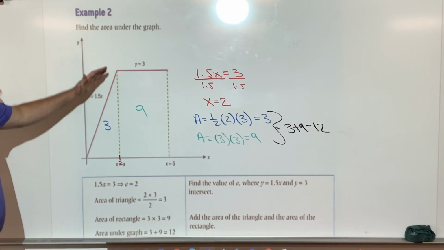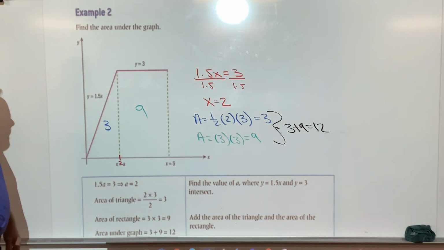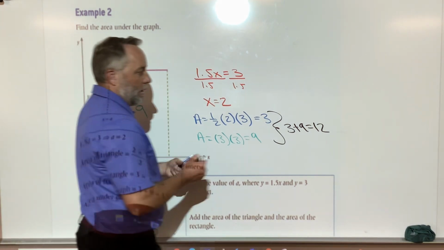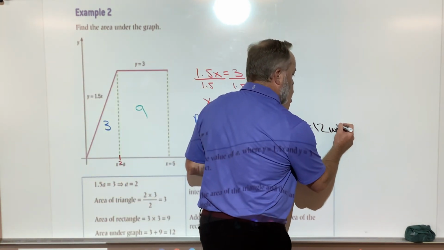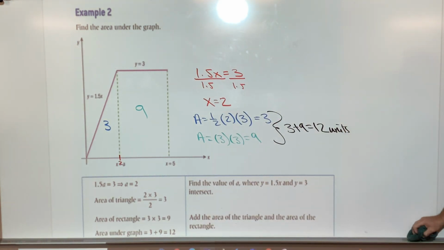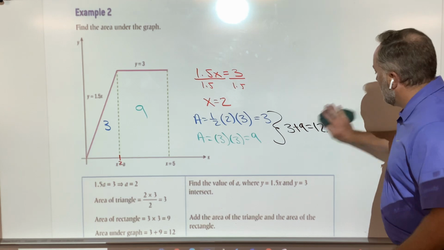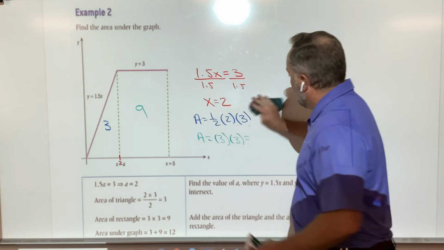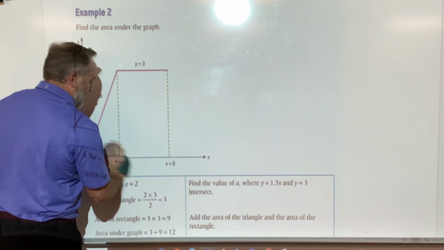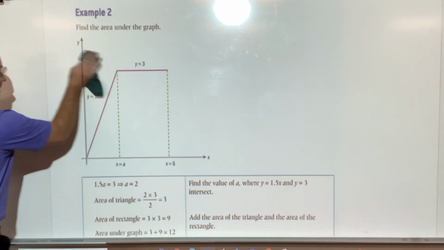Okay? And in this case, we don't have any units, so we just say find the area under the graph. It would be 12 units, whatever those are. But if it's not labeled, we can just say units. Okay, so that is enough for you to answer exercise 13A. So check out the questions for that.